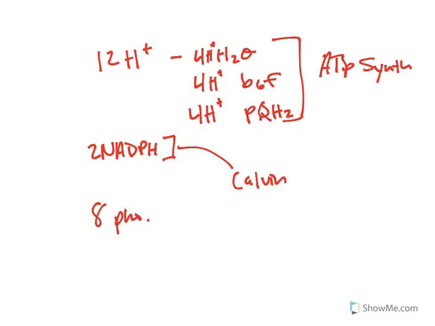One other important thing is we used 8 photons here, 1 for each electron at both our photosystems. So we used 4 photons at photosystem 2 and 4 photons at photosystem 1.